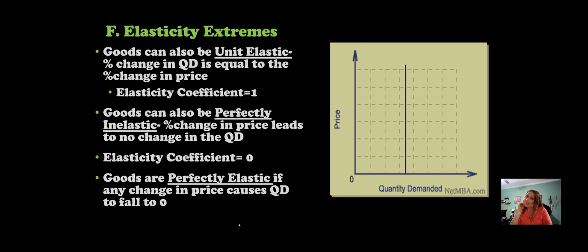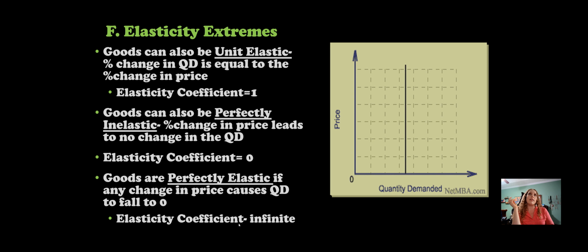Then goods could be perfectly elastic, okay? Perfectly elastic means that if there's any change to price, then the quantity demanded is going to fall to 0. Then people won't buy any of it. So these are sort of extreme examples where it's sometimes hard to find real life examples, although there are some. But perfectly elastic means that at this price, we buy this many. If the price goes up, we're not going to buy any at all. And a perfectly elastic demand curve would be perfectly flat. It'd be perfectly horizontal. And in that case, the elasticity coefficient is infinite.